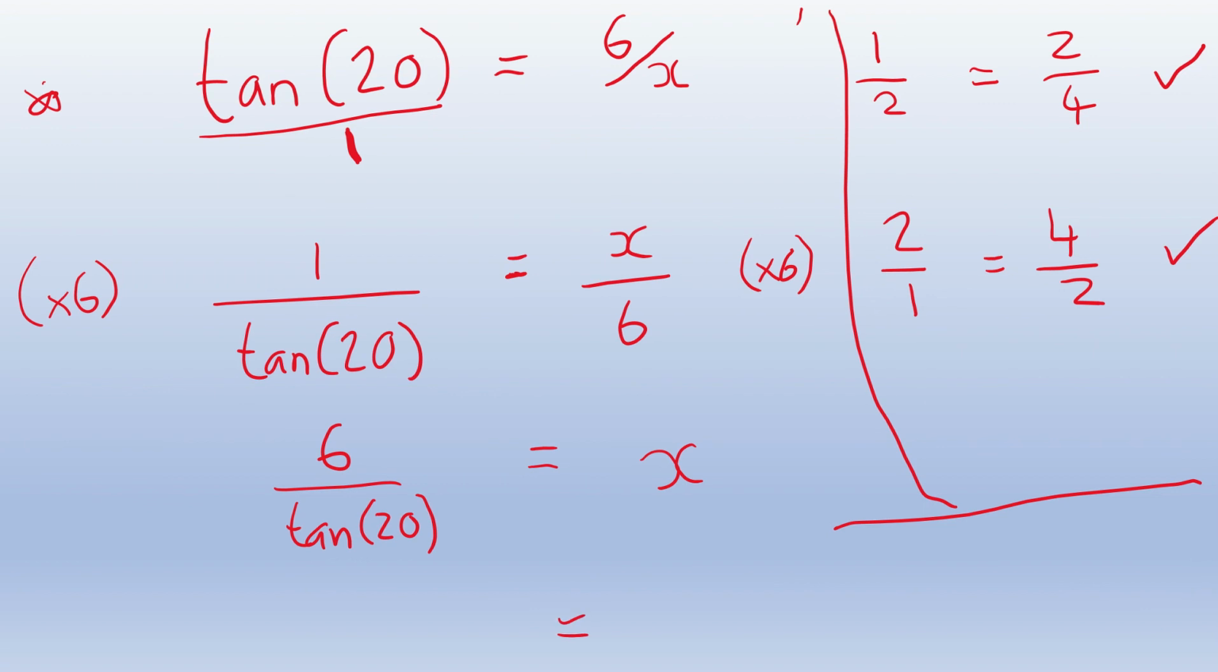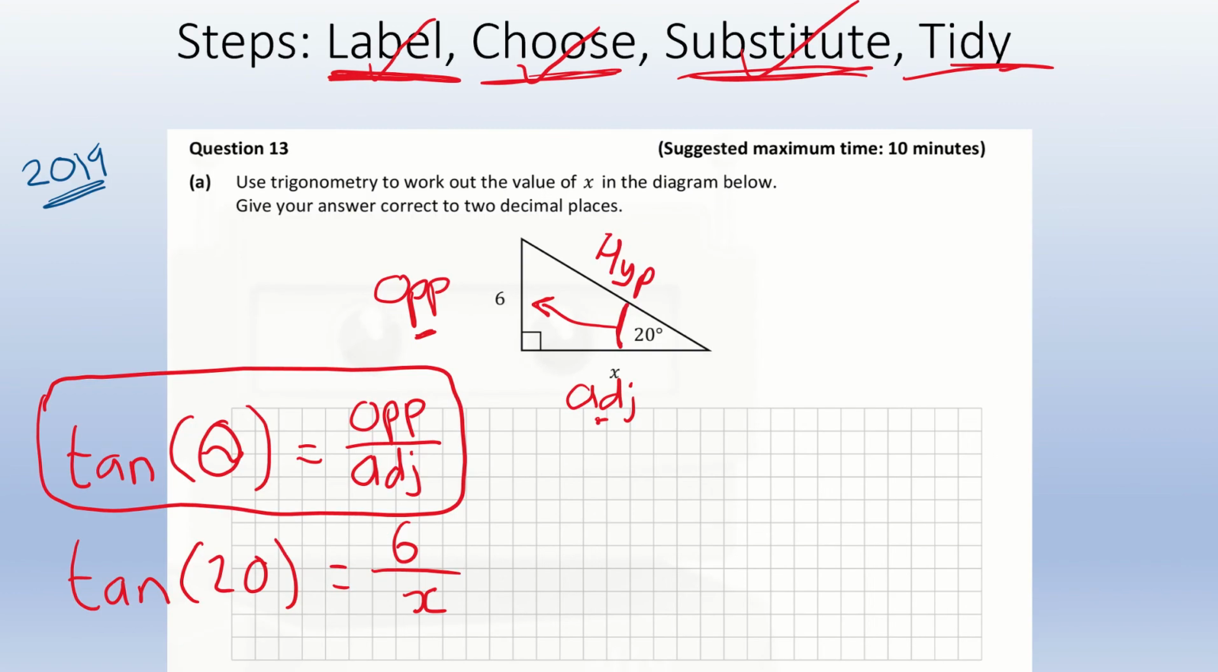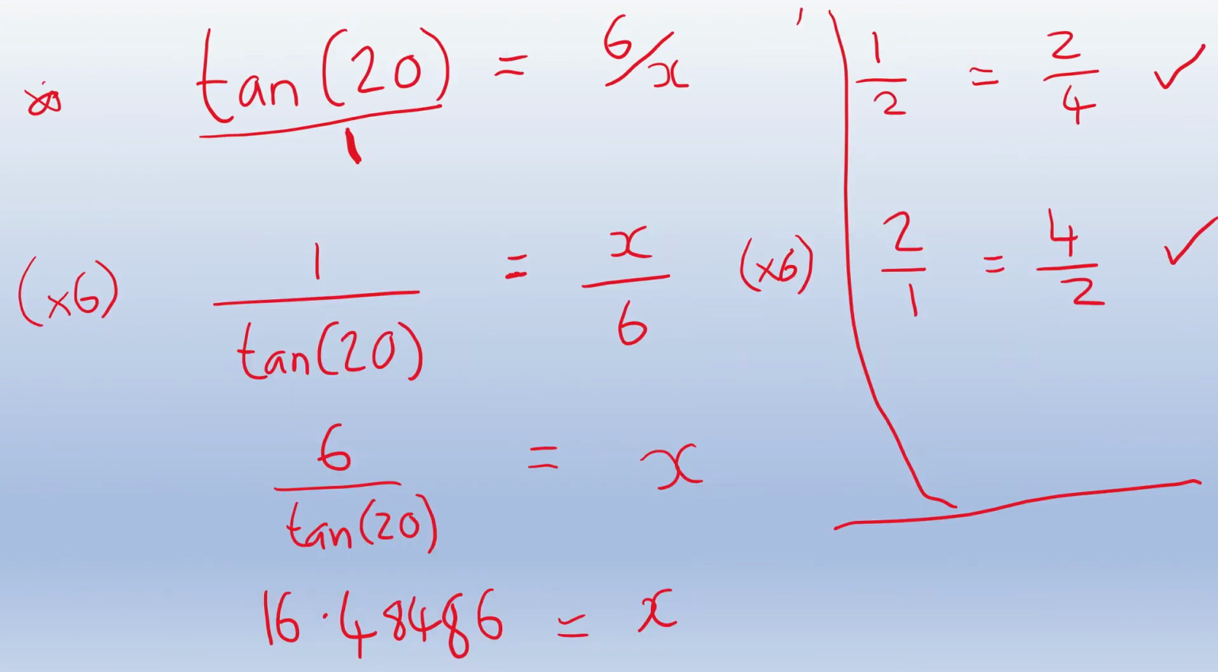So now you're going to your calculator, and you're going to plug in 6 all over tan 20. If you do that, you will get 16.48486 is equal to x. If we look back to our question, technically we've answered it, but it says give your answer correct to 2 decimal places. I've given it to 5 decimal places there.